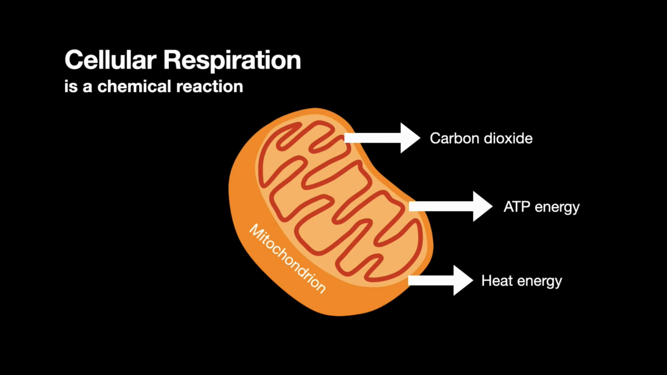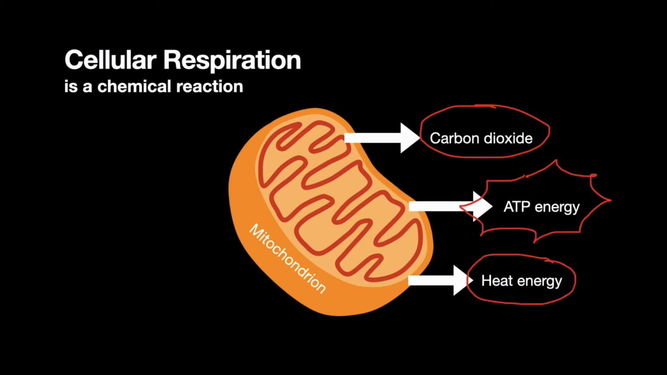Those two things go in, and the products that come out are carbon dioxide, which is a waste gas. That's why you have to exhale to get rid of that. Also ATP energy, which is what you want, that's what cells need to stay alive. And as a byproduct, you get some heat energy. Whenever cellular respiration is happening inside of cells, it's generating a little bit of heat too. This is where all of your body heat is coming from, which is kind of cool. So that's why we're warm. Anything that is alive is going to be generating a little bit of heat just because it's making ATP energy.